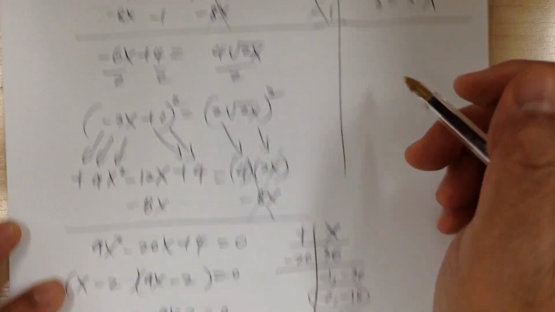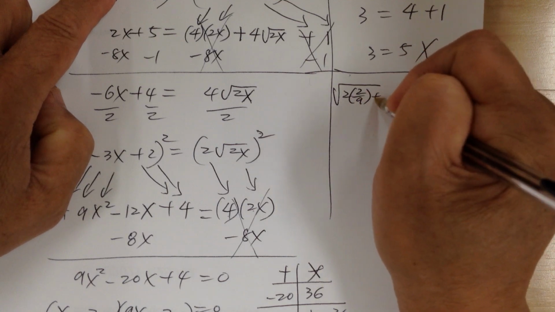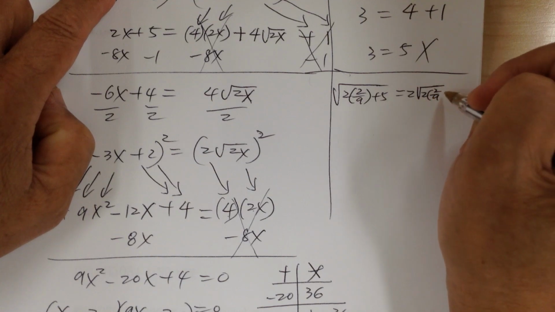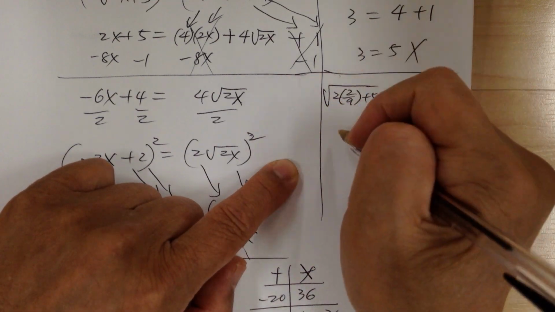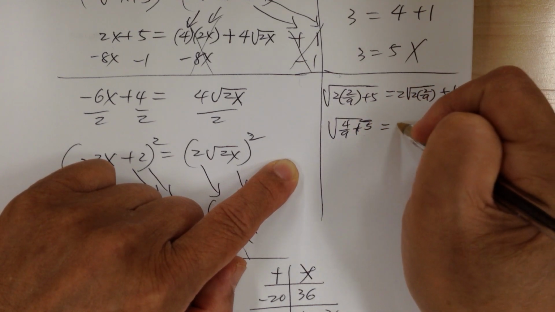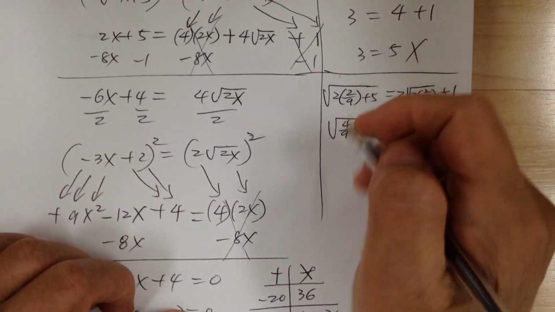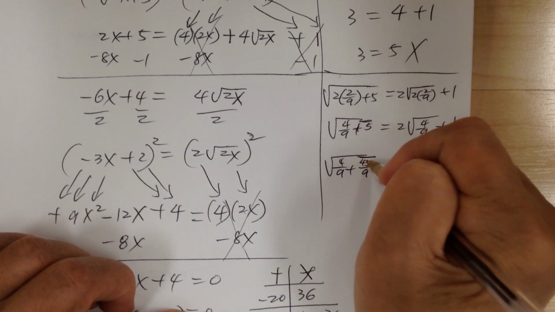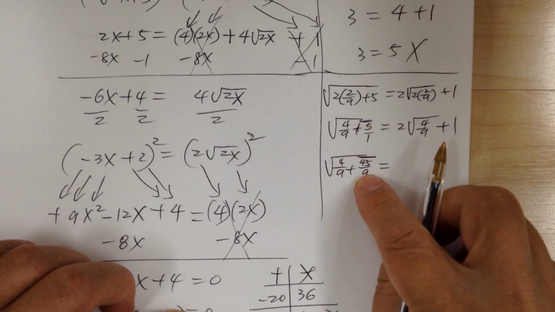Okay, let's go and check the next one, 2 over 9. So square root of 2 times 2 over 9 plus 5 equal to 2 square root of 2 times 2 over 9 plus 1. Okay? So first you have to multiply, so this will be square root of 4 over 9 plus 5. And this will become 2 times square root of 4 over 9 plus 1. Now, this one we have to add together, so we need to get a common denominator. So this will become 45 over 9. So 5, you have to make it to a common denominator, so making it like 5 over 1. So this is equal to that.